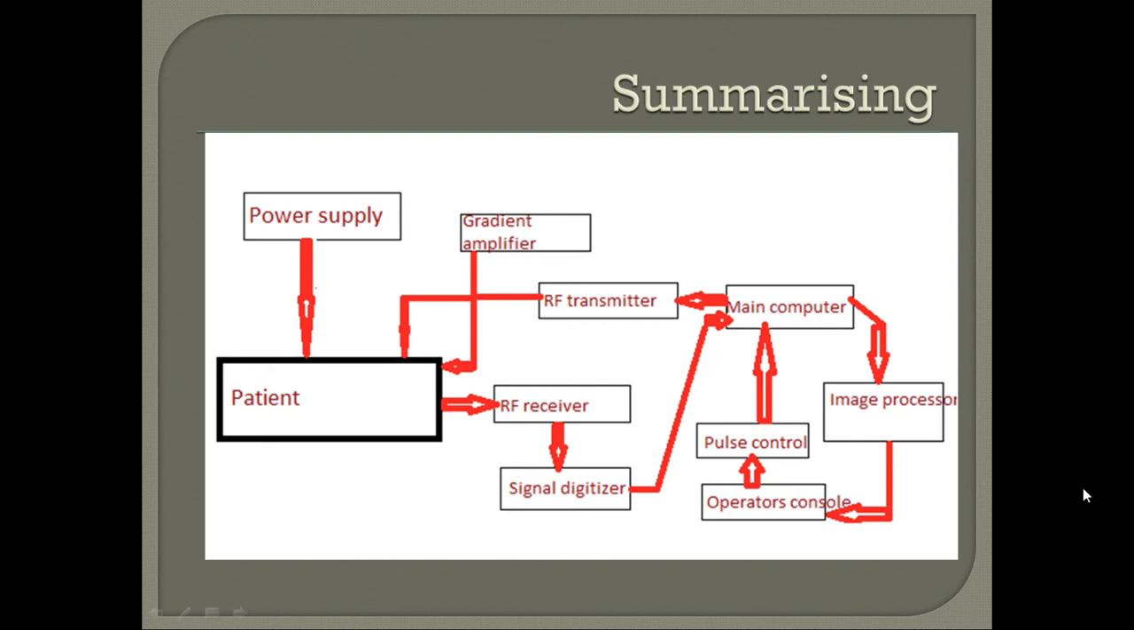And the RF frequency changes the direction of the magnet. Once the direction of the magnetic field is changed, signals are produced by the patient's body. These signals are picked up by the radio frequency receiver. The receiver sends these signals to the signal digitizer. The digitizer is connected to the main computer. Once the image is processed, it is shifted to the operator's console, from where the radiologist can read it and give a diagnosis.